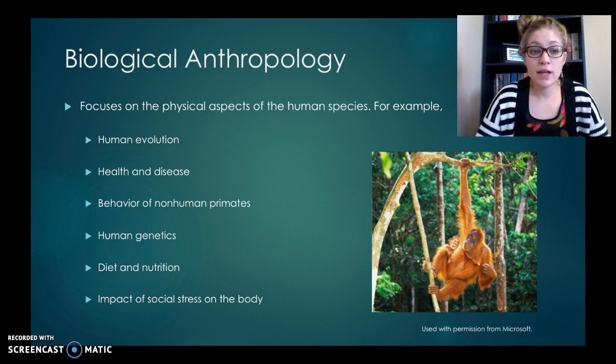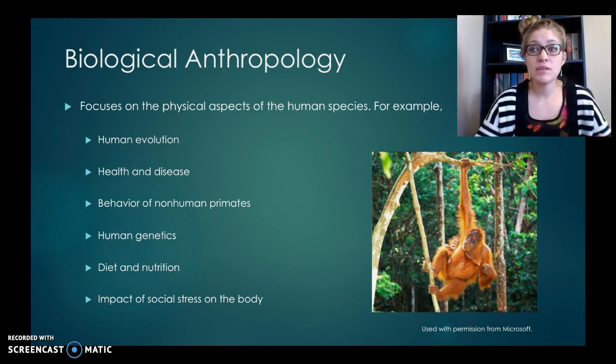The next one to talk about is biological anthropology. This is focusing on physical aspects of the human species. Remember I told you I did that conservation field school in Costa Rica. That's what this is. That's biological anthropology, studying primates to learn about them, to help us learn about ourselves. We're going to be looking at evolution of humans, health and disease, the behavior of non-human primates, human genetics, diet and nutrition, impacts of social stress on the body. We can use the study of primates to glean some insight into humans, our development, things like that, because we did share a common ancestor.